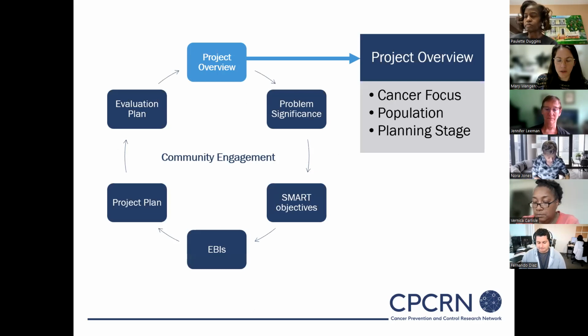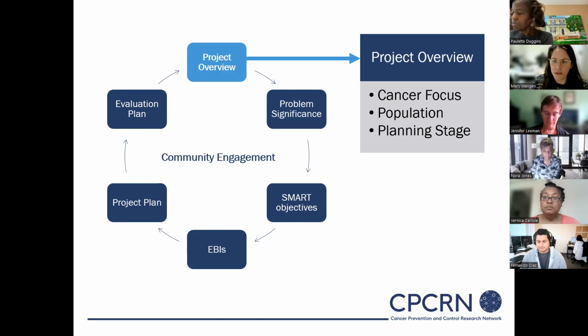Okay. So as I mentioned, the first component of the proposal is the project overview. We're going to briefly touch on this component today. The project overview includes the cancer focus or the cancer problem that you plan to address, and the population or the description of the community or populations targeted by your project. And when thinking about your population, you'll want to consider those both directly and indirectly affected by the selected cancer issue.